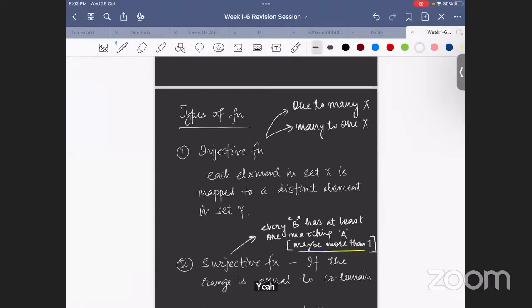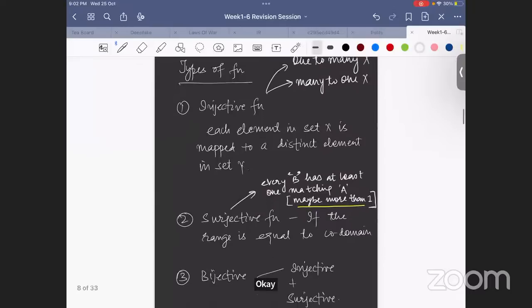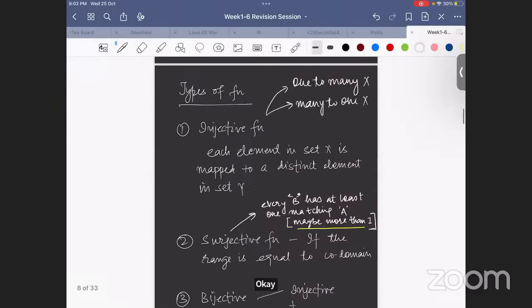And the function has three or four properties. There are two types of function that you have to read. The first one is the injective function, and the second is the surjective function. If both conditions are satisfied, then you can say that the function is a bijective function. So the first thing is the injective function. How can you check whether the function is injective or not? You can do it with the horizontal line test.